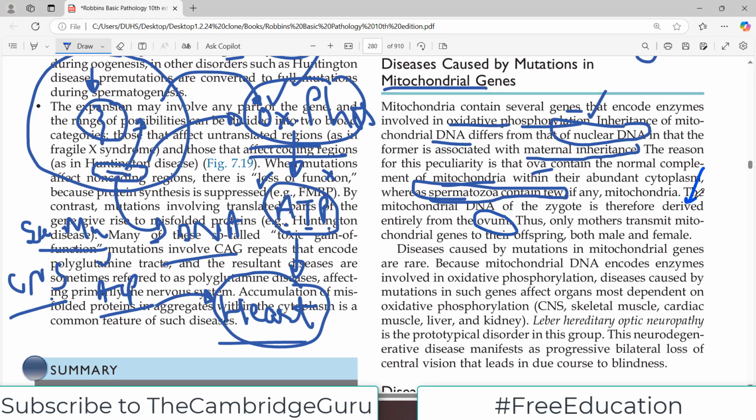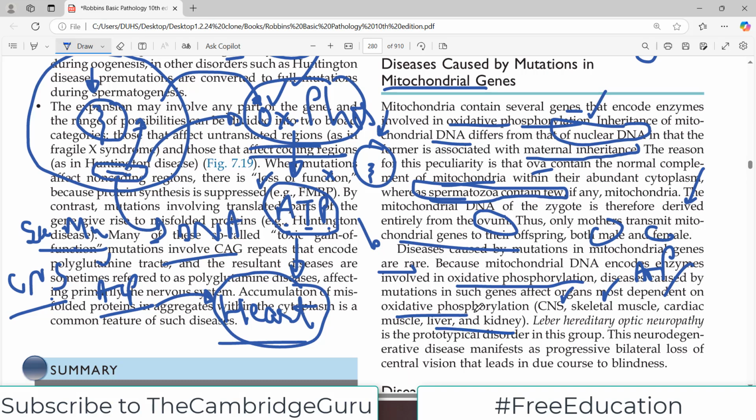That's a high yield line. So a zygote contains all the mitochondria from the mommy. Okay, thus only the mothers can transmit mitochondrial gene disorders to both male and female offspring. Diseases caused by mutations in the mitochondrial genes are very, very rare. They are not common because mitochondrial DNA encodes enzymes involved in oxidative phosphorylation. Any disease caused by mutation in such genes will affect those areas which require a lot of ATP, which are very much dependent on oxidative phosphorylation, and those areas include CNS, skeletal muscle, cardiac muscles, liver and kidney.